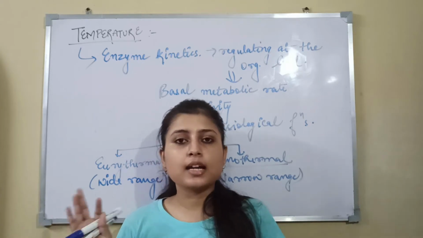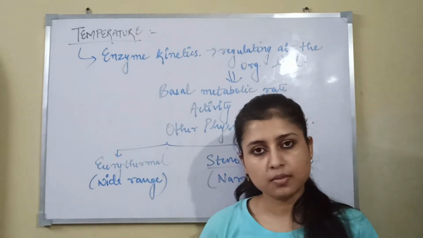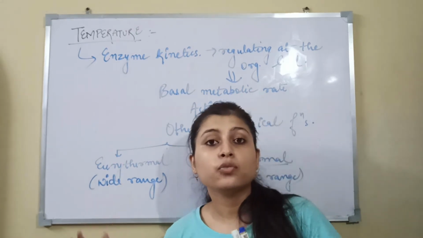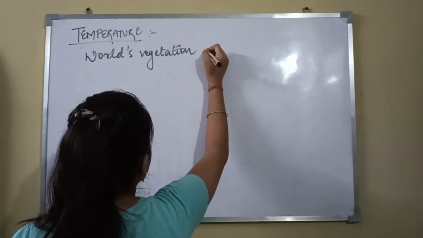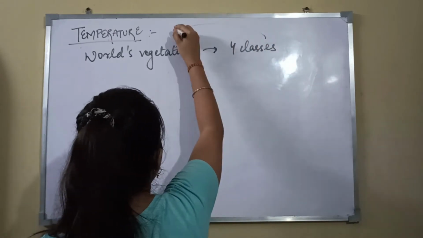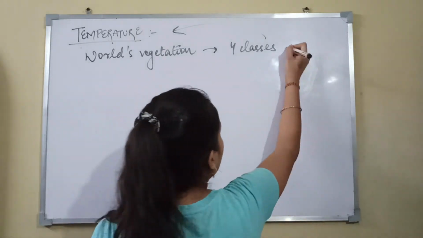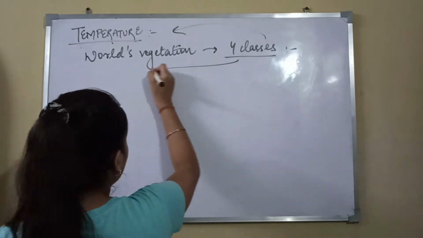So yes, they are stenothermal, and those which can bear it are eurythermal organisms, based on this temperature variation tolerance. Also, the last point in temperature is that the world's vegetation is divided into 4 classes on the basis of these temperature variations. ठीक है? So वो 4 classes क्या है? ये आपके NCERT में नहीं given है.